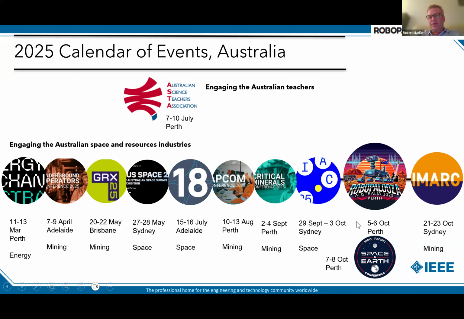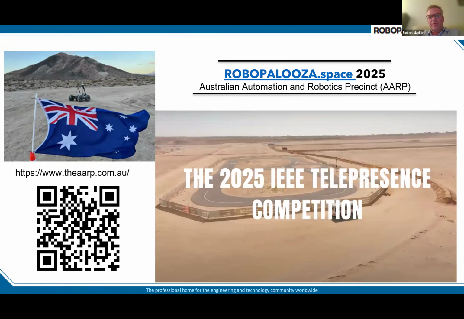Then the weekend after that, the 5th and 6th of October, we'll have the Robopalooza. And the week after that, from the 7th to 8th, is another robotics conference in Perth. And there are a lot of mining events throughout the year. This Robopalooza is designed to be a collaboration between the terrestrial mining industry and the space industry to promote innovation.